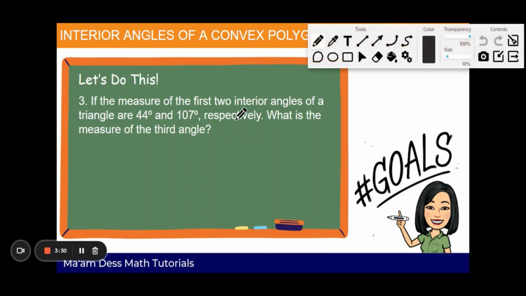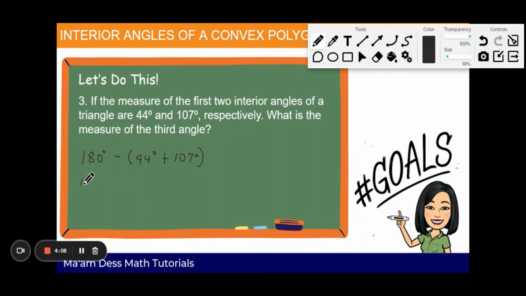If the measures of the first two interior angles of a triangle are 44 degrees and 107 degrees respectively, what is the measure of the third angle? Okay, so for this problem, you have to remember that the sum of the interior angles of a triangle is 180 degrees. Okay, so you have to subtract the total of 44 degrees and 107 degrees from 180.